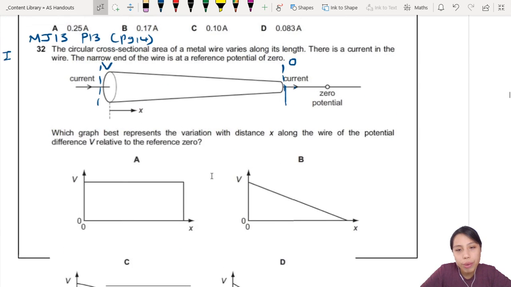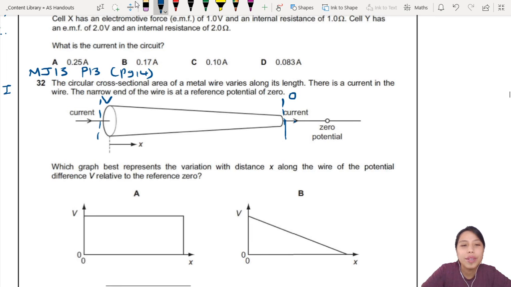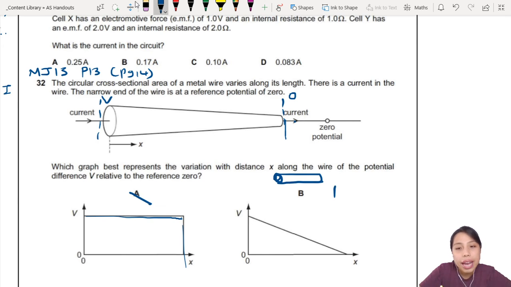Okay, so let's go through one by one and try to logic them out of the picture. The first one, A. Same voltage and then suddenly drop. Cannot be. We already established that earlier. There's no such thing as voltage staying the same throughout the whole conductor and then suddenly dropping. No. B would be correct if your conductor is not the shape of a cone. If your conductor was shaped round like this, uniform area, then as you go along, you have a lower and lower potential until eventually you reach zero. So this is not correct in this case. It would be for this kind of conductor though.